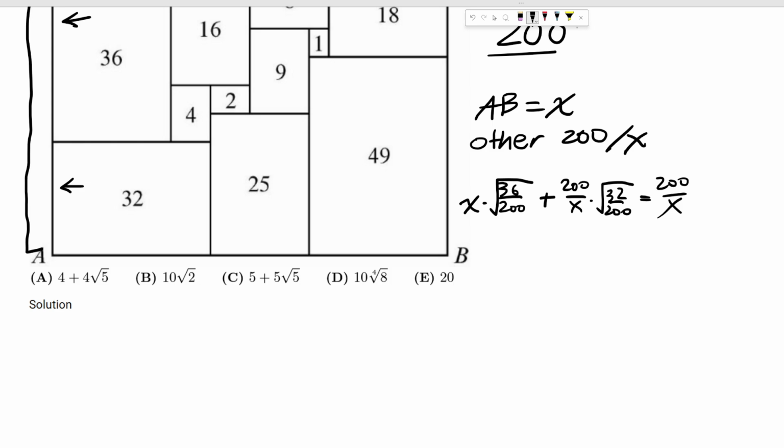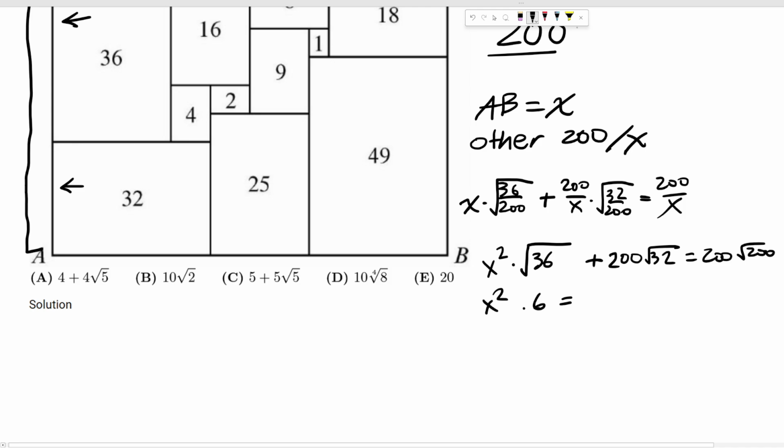Let's multiply through by x and 200. x squared times square root of 36. Let's just multiply by root 200, right? 200 root 32 equals 200 root 200. Then x squared times 30 times 6 equals, what is this? 800 root 2. This is equal to 2000 root 2. So x squared times 6 is equal to 1200 root 2.